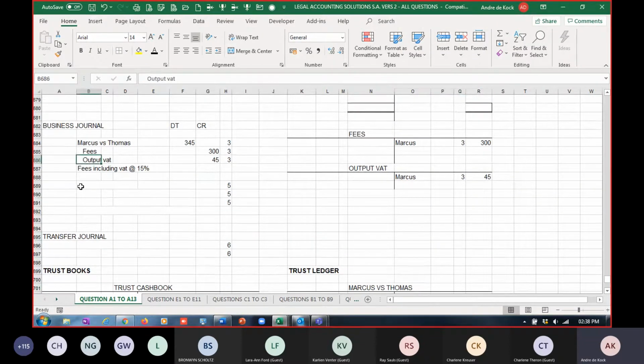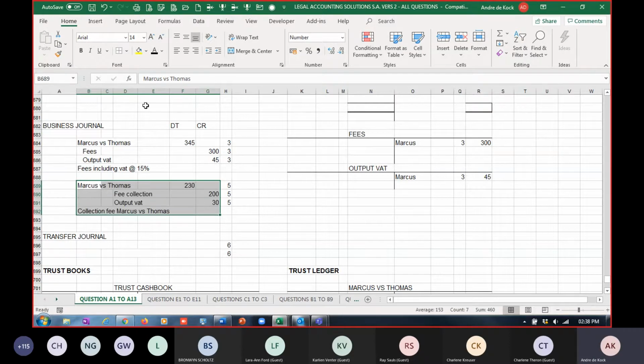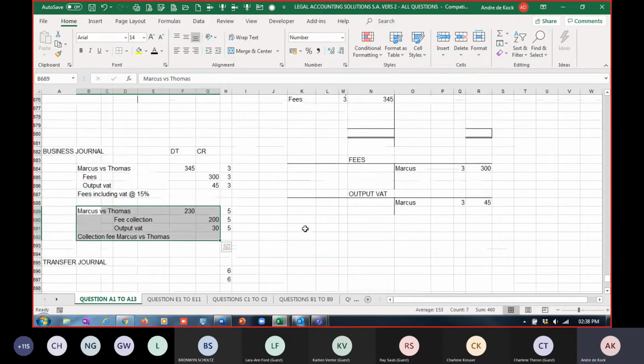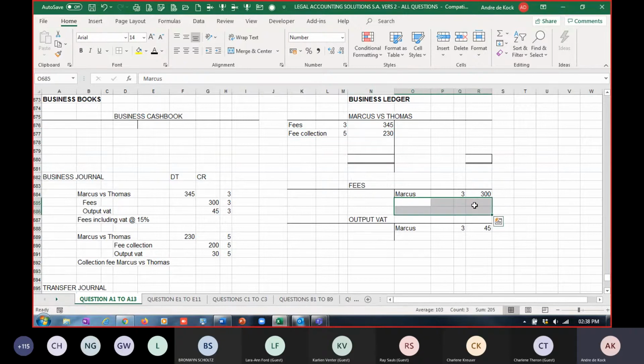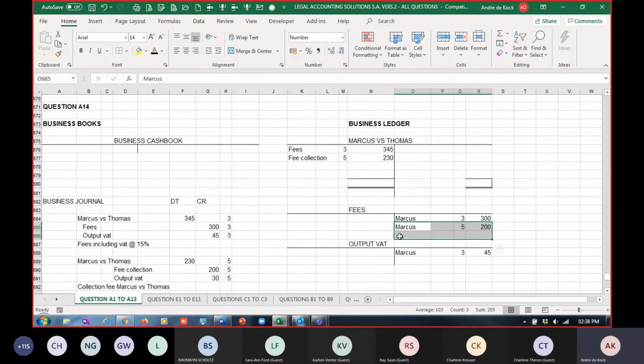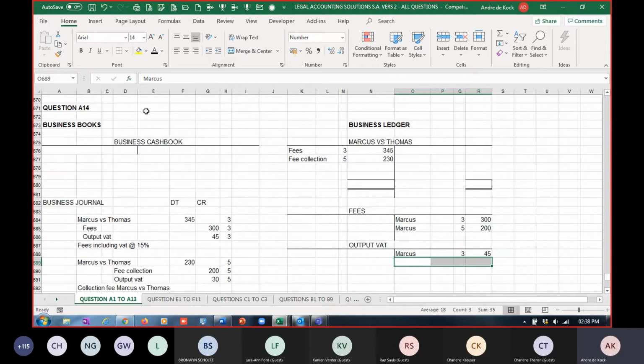Where must it go through? It is a transaction. It is a business. Money hasn't gone through the bank, so it's going to go through into the business journal. Debit Marcus versus Thompson. Now I post it to the ledger. Debit Marcus versus Thompson, 230. Credit the fees, 200. And credit output VAT with 30.